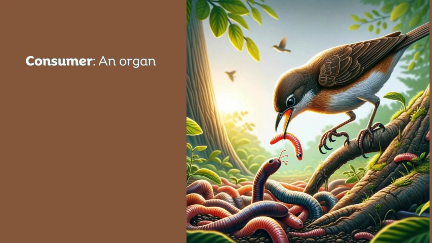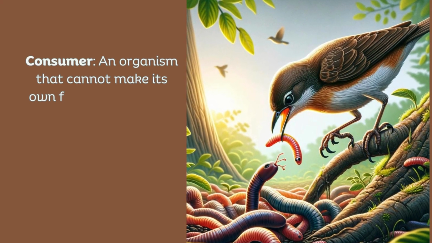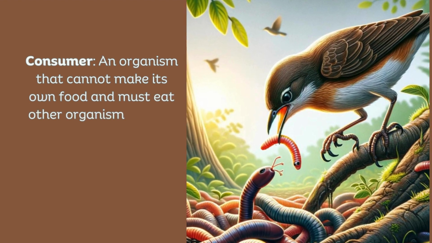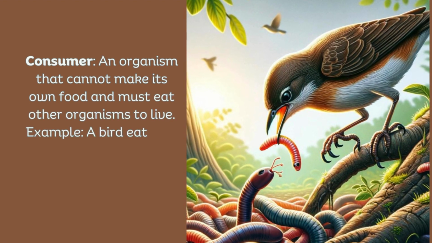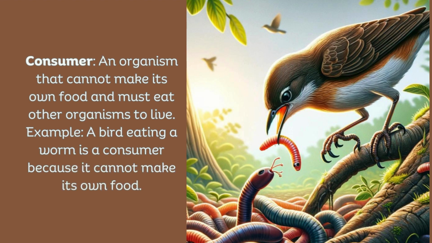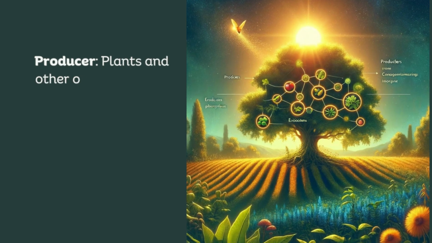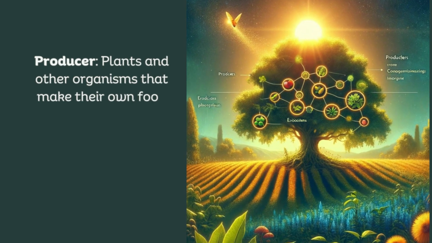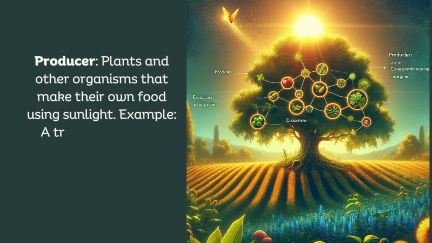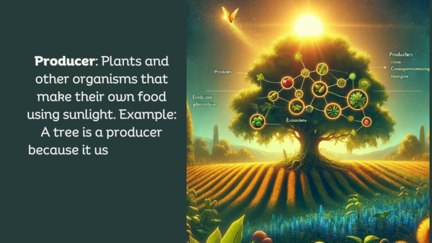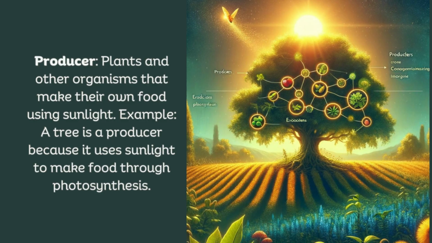Consumer. An organism that cannot make its own food and must eat other organisms to live. Example: a bird eating a worm is a consumer because it cannot make its own food. Producer. Plants and other organisms that make their own food using sunlight. Example: a tree is a producer because it uses sunlight to make food through photosynthesis.